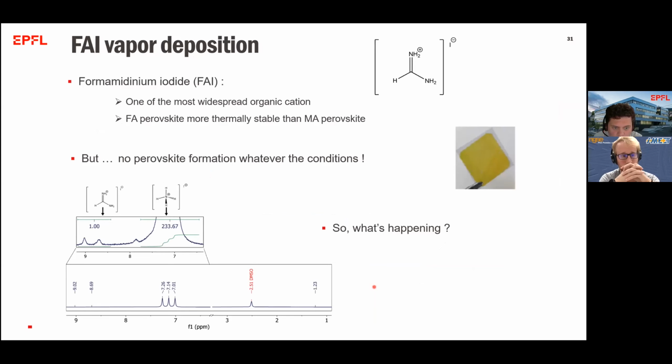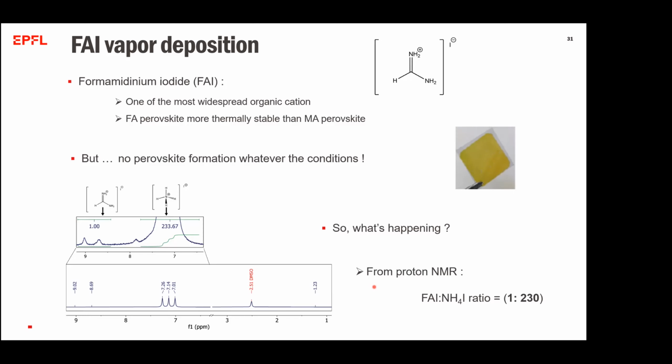And to do so, we looked at whatever condenses on the perovskite. It was redissolved in deuterated DMSO and measured with NMR. And with NMR, you can take a look at which kind of molecules end up being deposited on the surface. And what we found is, okay, there's formamidinium iodide and ammonium iodide in a quite drastic ratio of 1 to 230. So there's way more ammonium iodide than formamidinium iodide.